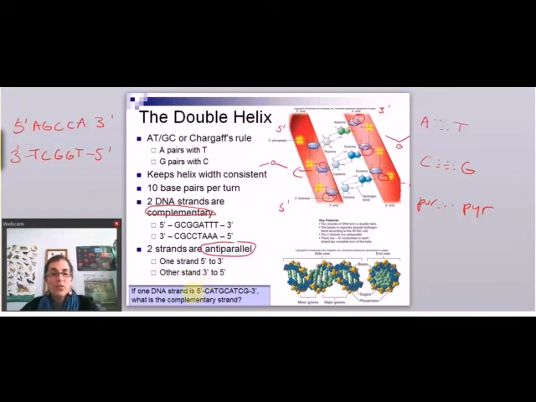So now that you know these rules, if one DNA strand is 5' CAT, GCA, TCG-3', you should be able to figure out the complementary strand.